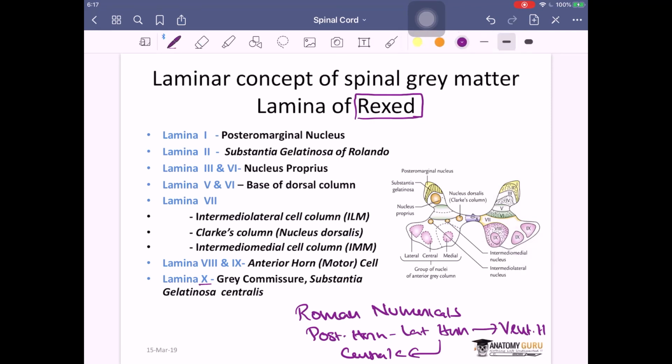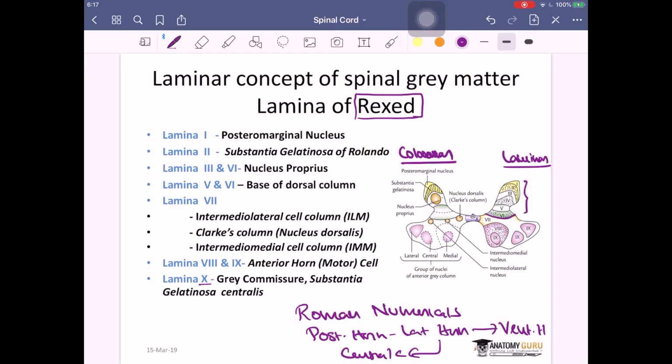Now look at the picture here. If you compare the right side and left side, on this side we have the columnar arrangement. The gray columnar arrangement we read about is still there, and this one is your laminar arrangement. So it is laminar versus columnar. Laminar is proposed by Rexed and columnar by many people, so that is why no name is given. Here you can see all the lamina numbers given: lamina 1, 2, 3, 4, 5, 6.